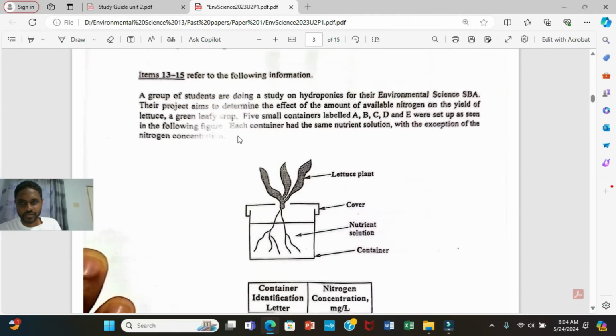Items 13 to 15 refer to the following information. A group of students are doing a study on hydroponics for their environmental science SBA. Their project aims to determine the effects of the amount of available nitrogen on the yield of lettuce, a green leafy crop. Five small containers labeled A, B, C, D, and E were set up as seen in the following figure. Each container had the same nutrient solution with the exception of nitrogen concentration.